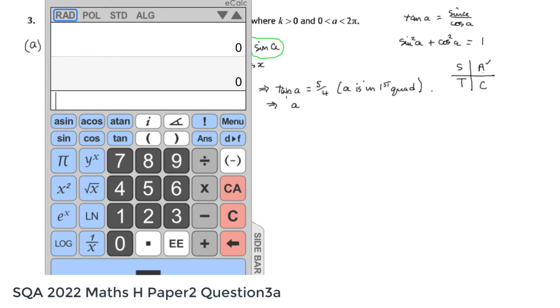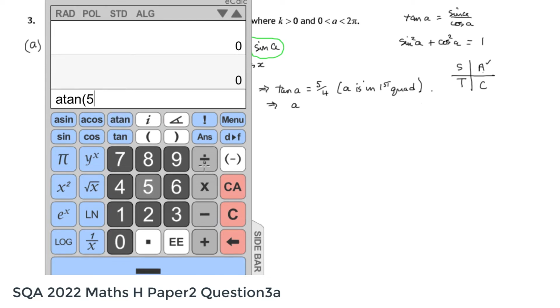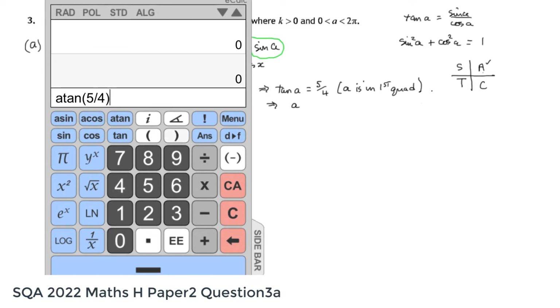So what angle has a tan of 5 over 4? That involves this button: the angle whose tan is. On your calculator it may well be tan to the minus 1, but on mine it's a tan. Other calculators have arc tan, various designations. So what angle has a tan 5 divided by 4? Answer in radians, please. So A is equal to 0.896 and so on.